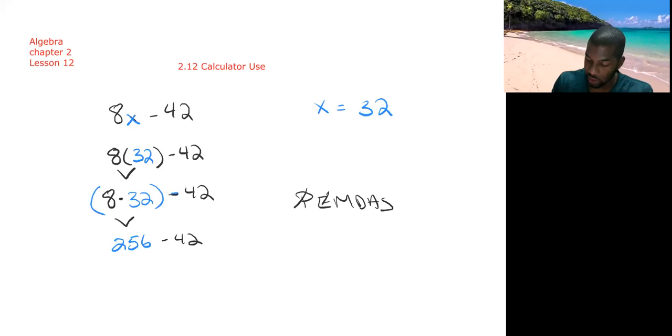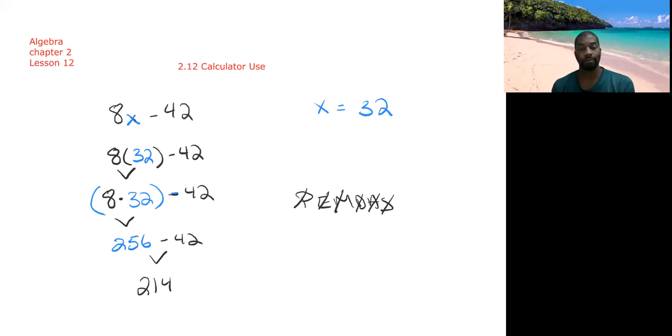I don't have exponents. I don't have, well, I did multiplication. I don't have division. I don't have addition. All I have left is subtraction. I go to my calculator and I type in 256 minus 42. Press enter, and I get 214. That's it.